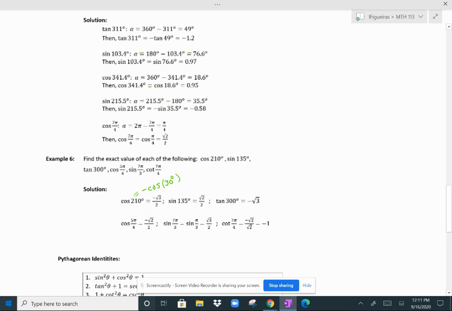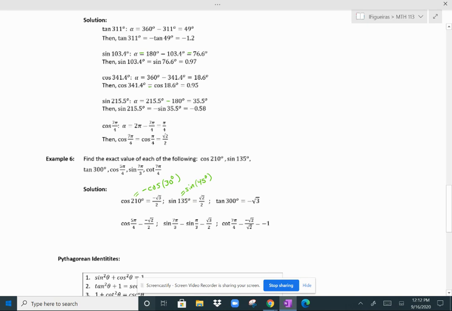So let's do another one. The sine of 135. In order for me to use something I know, the reference angle for 135 is 45 degrees. Now, sine is positive in quadrant 2, so I don't need to make an adjustment for that. And the sine of 45 degrees is root 2 over 2.